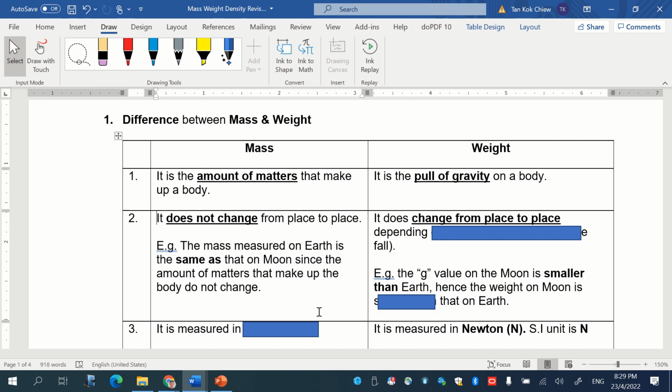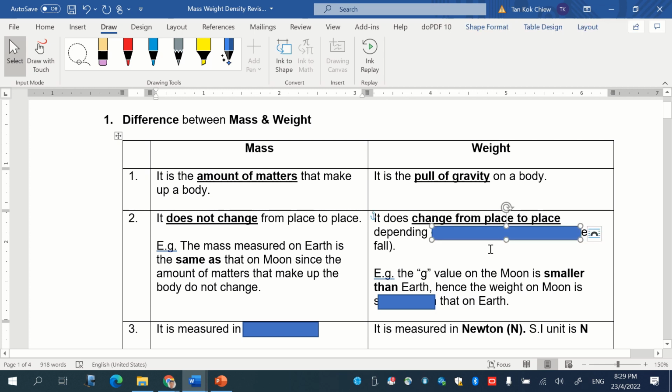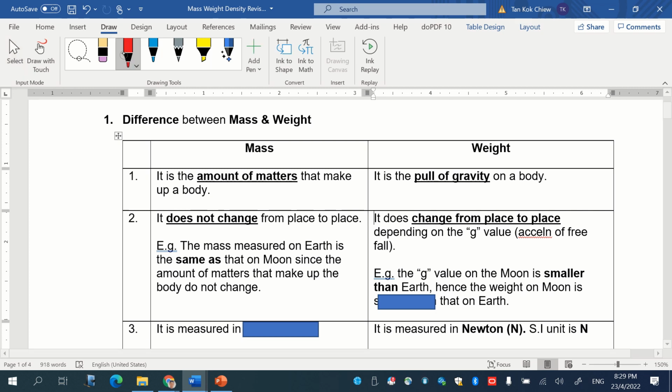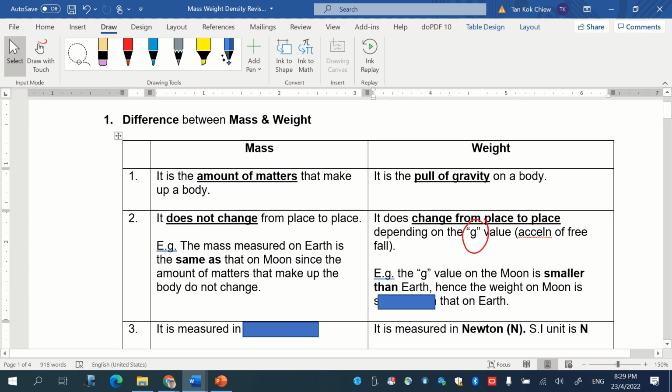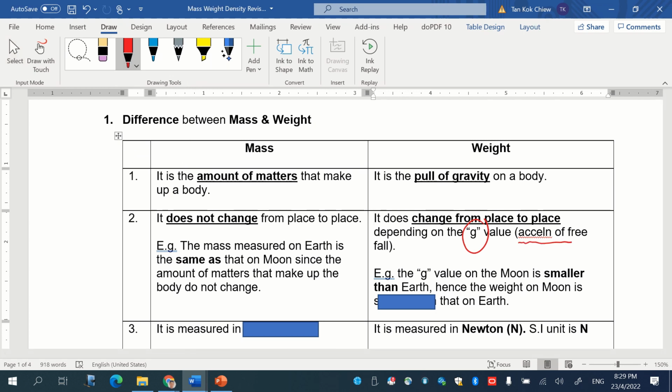Okay, when you go from place to place, whereas weight does change from place to place depending on the G value. A lot of students like to call this G value the gravity value. It's not called gravity value. It has a proper name called the acceleration of free fall. Okay, this G value is not called gravity value. It's called the acceleration of free fall.